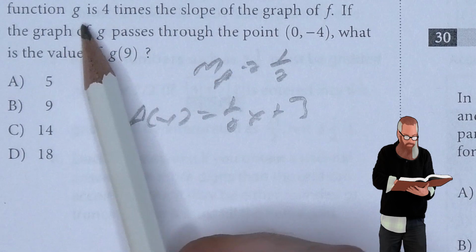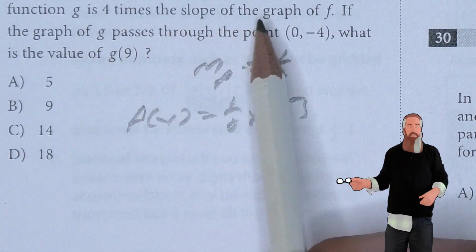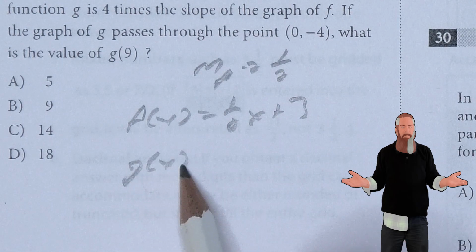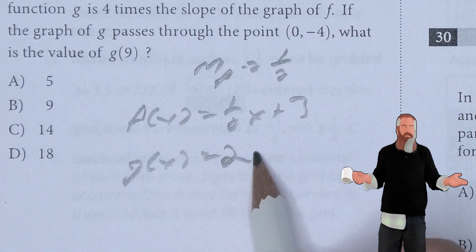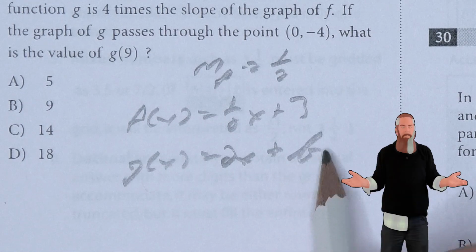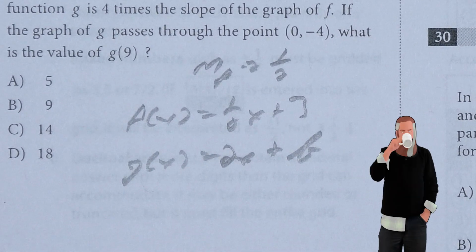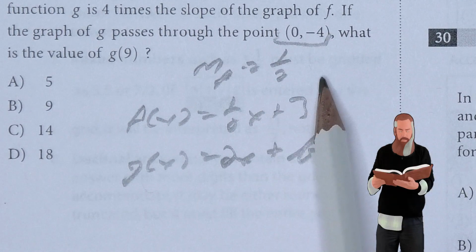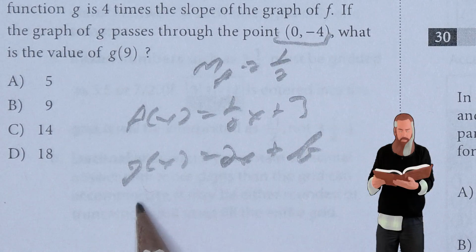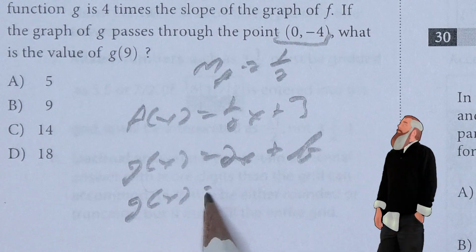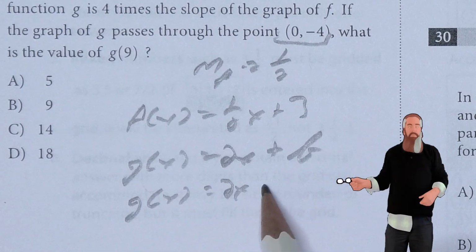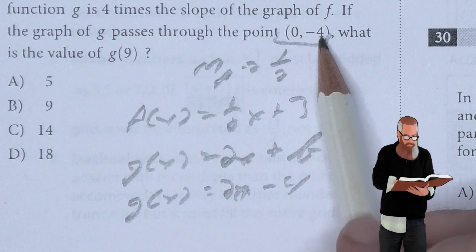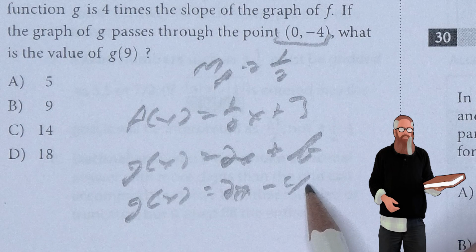Now the slope of g of x is 4 times the slope of f of x. So 4 times 1/2 means that g of x would be equal to 2x plus now some unknown value. But we do know that g passes through (0, -4), which means I can substitute these numbers in. This would give me that g of x is equal to 2x minus 4. Really simply, because remember, this (0, -4) is the y-intercept, which is what b is.